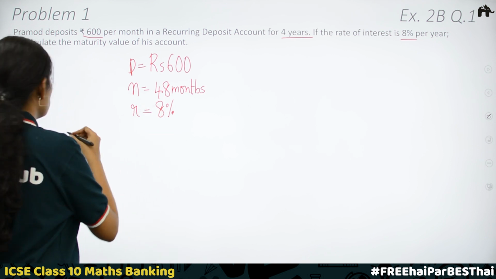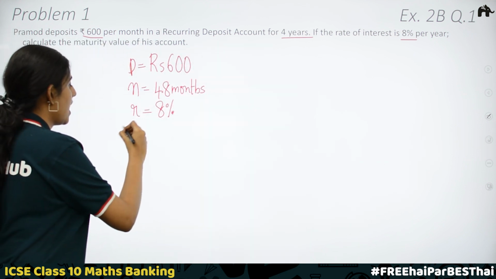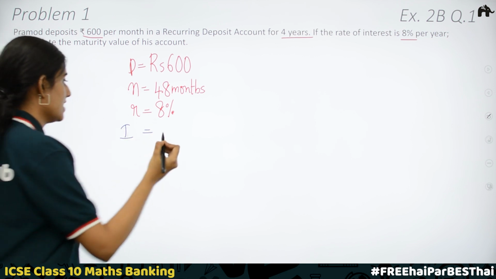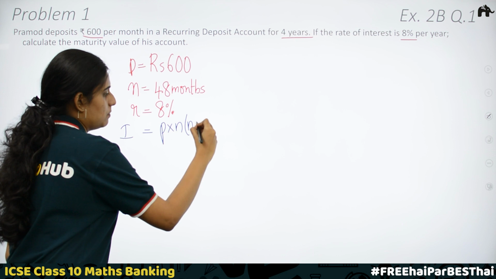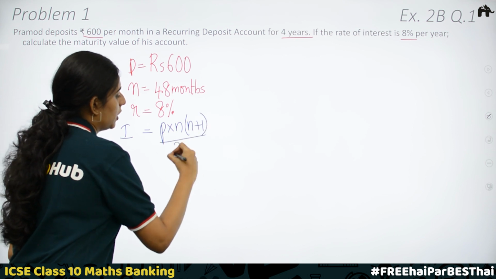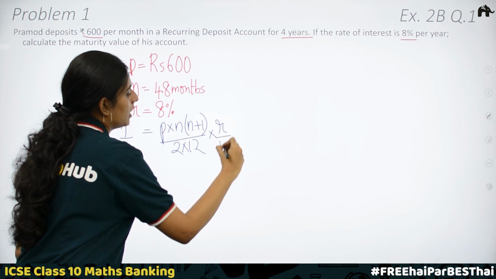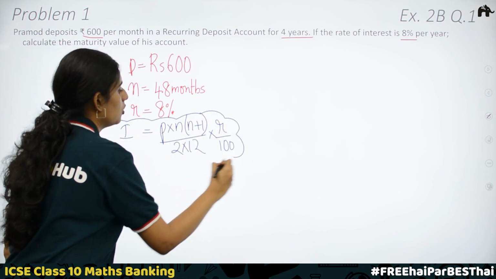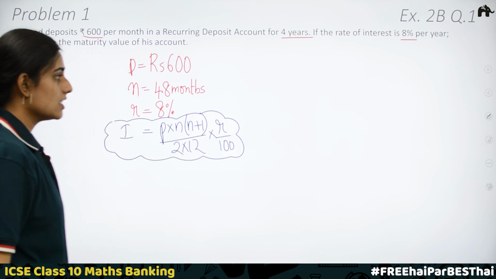To calculate the maturity value, first we need to find the interest. I is equal to, what is the formula to find interest? Yes, that is P into n plus 1 divided by 2 into 12 into R divided by 100. Unless you learn by heart this formula, you won't be able to solve any question that comes from this section.